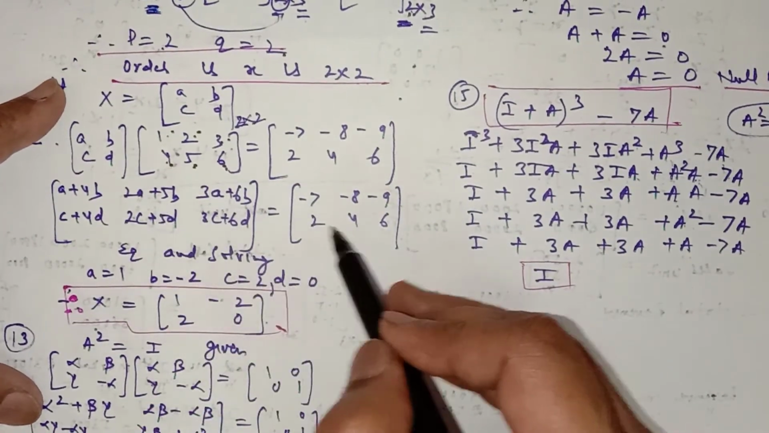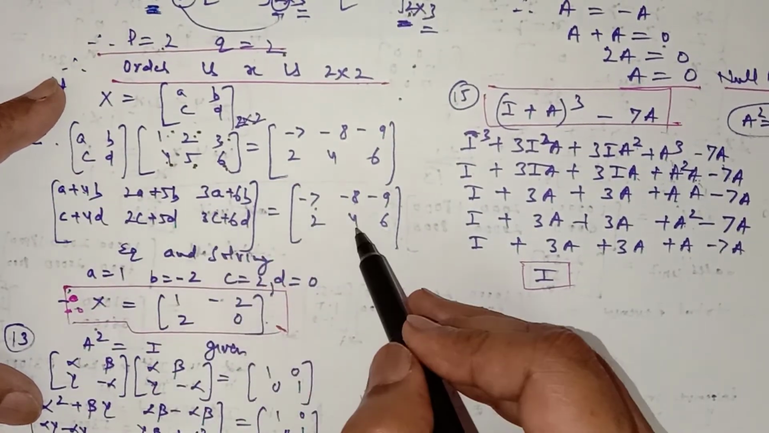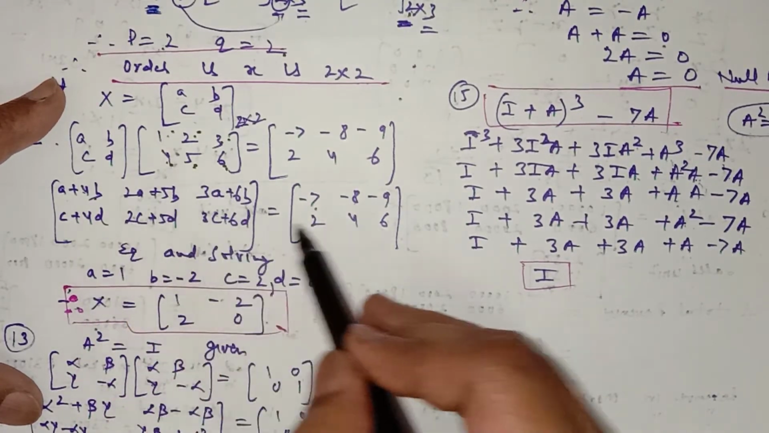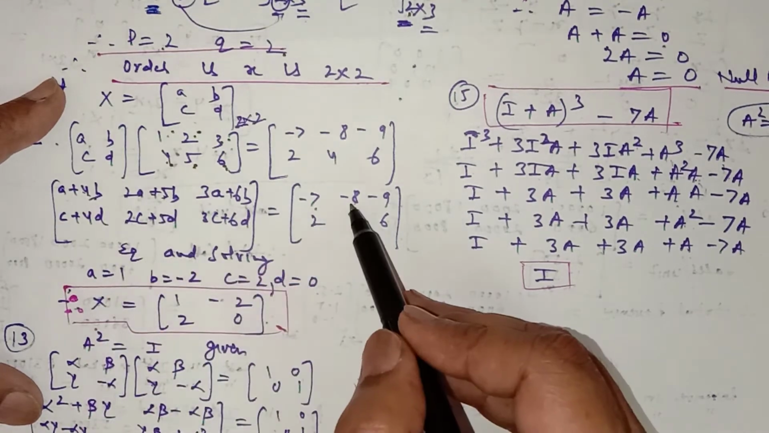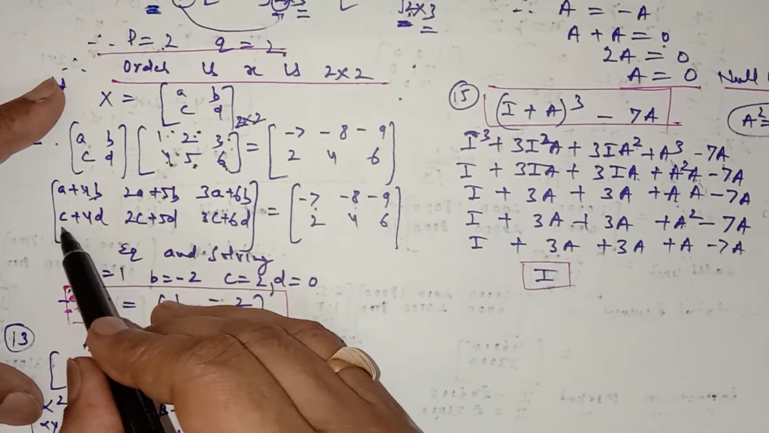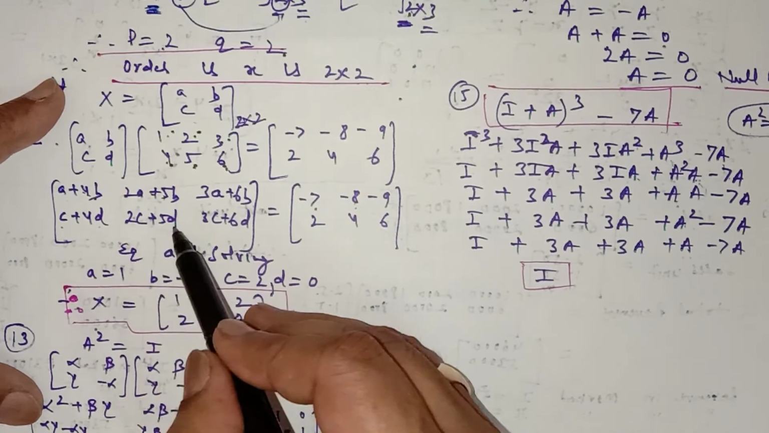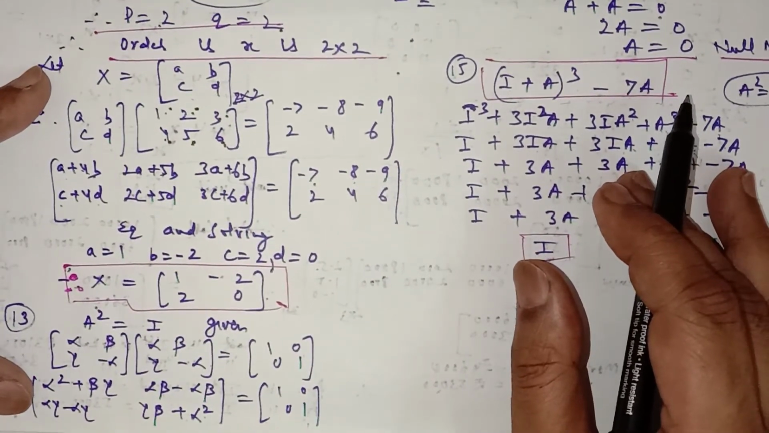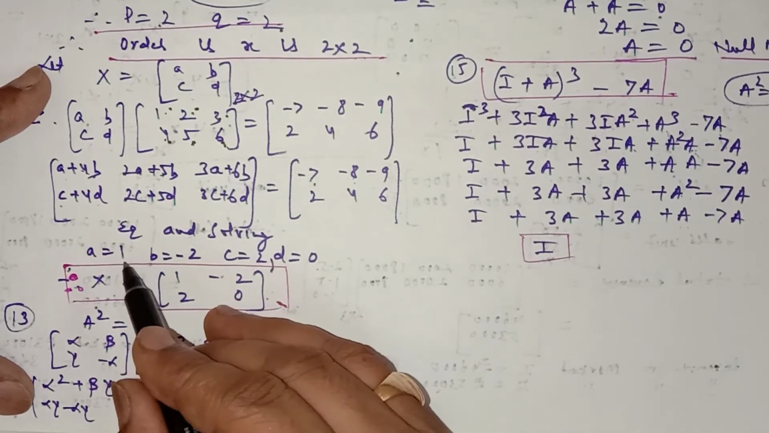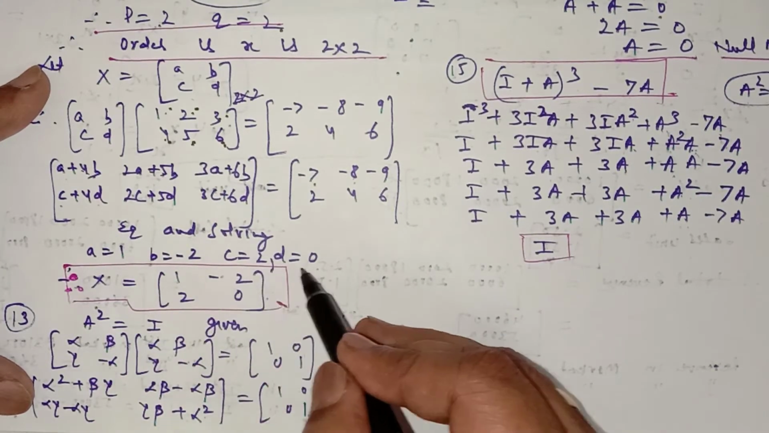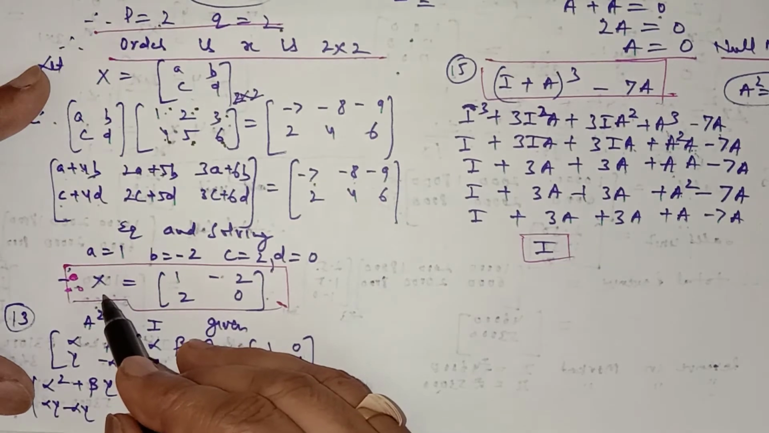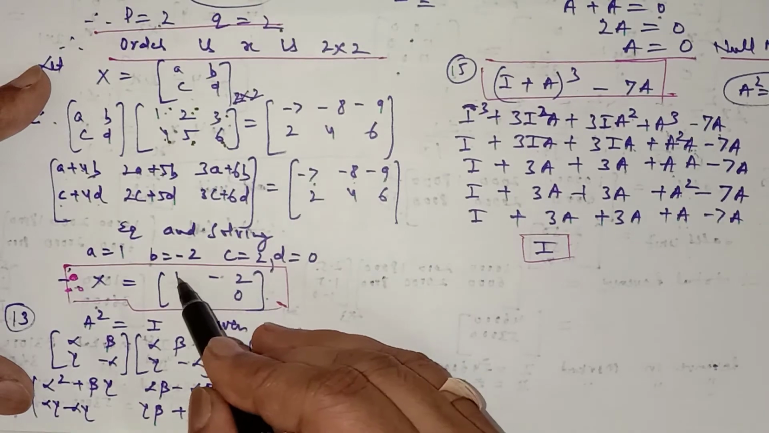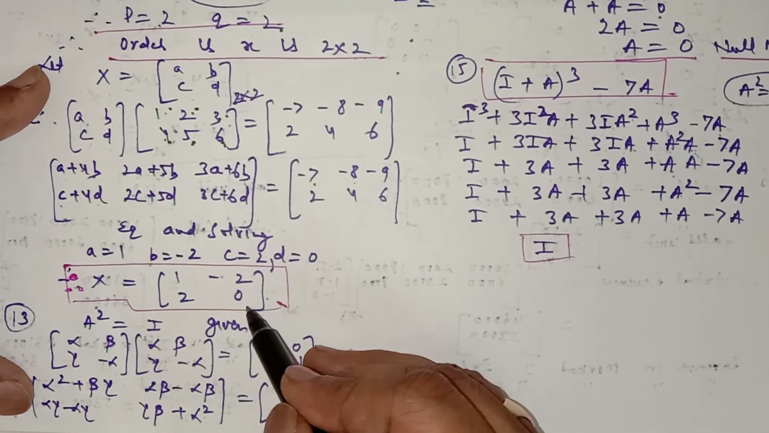These two matrices are equal, so equate the corresponding elements. You get the equations a plus 4b is equal to minus 7 and 2a plus 5b is equal to minus 8. Solve these two equations, and you'll get the values of a and b. Then c plus 4d is equal to 2 and 2c plus 5d is equal to 4. When you solve these, you will get the values of A, B, C and D. Solving, you get A as 1, B as minus 2, C as 2 and D equal to 0. So replacing the values of A, B, C and D, this is the matrix X.